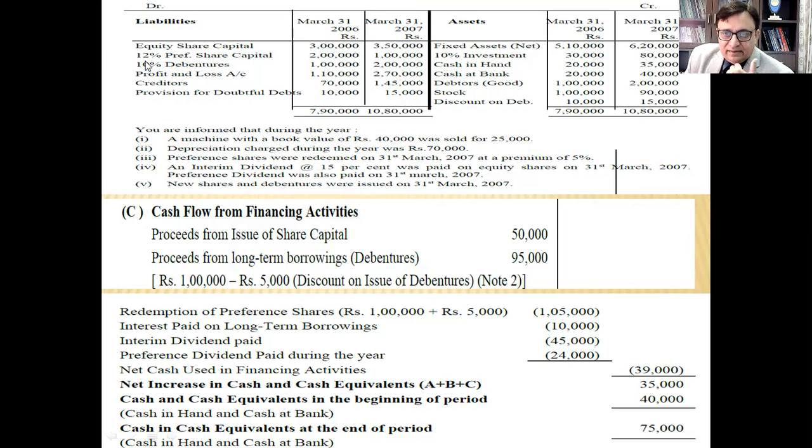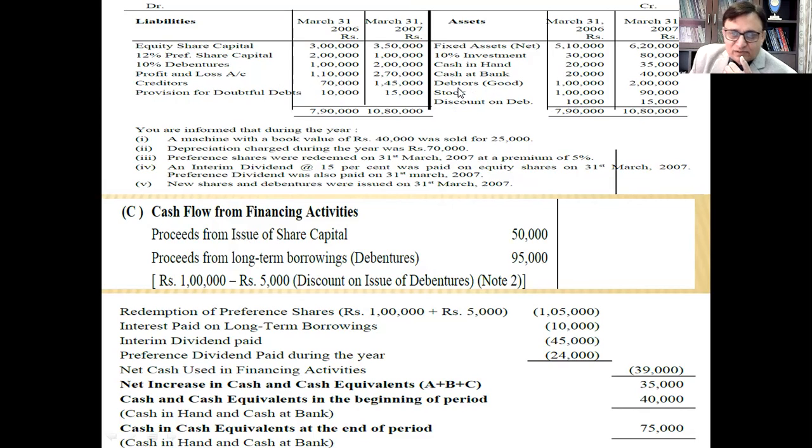Similarly, let's see the debentures, which were earlier 1 lakh and have now become 2 lakh. Out of this you can see that discount on debenture is also given. So it means 1 lakh has been realized. Discount on debenture comes out to be 10,000 to 15,000.